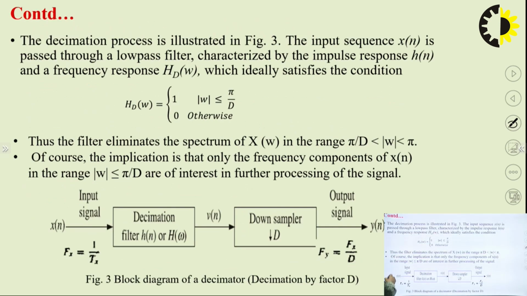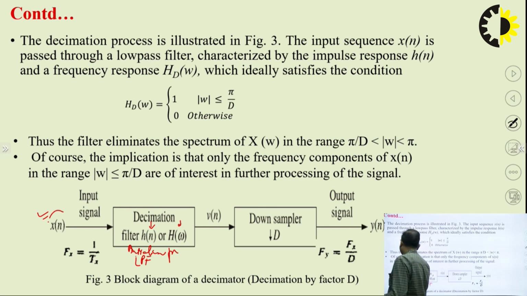So we can see that this is the decimation process. This is called the decimation filter. It is your anti-aliasing filter, your low pass filter. So you can say this is an anti-aliasing filter of low pass type, and it is also called the decimation filter, having impulse response h[n] or frequency response H of omega.